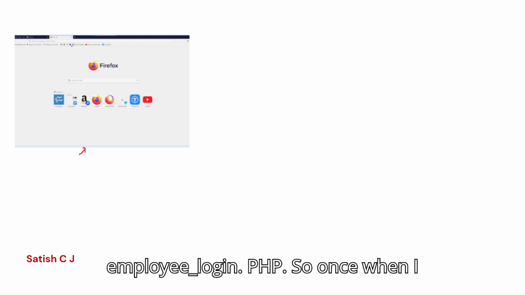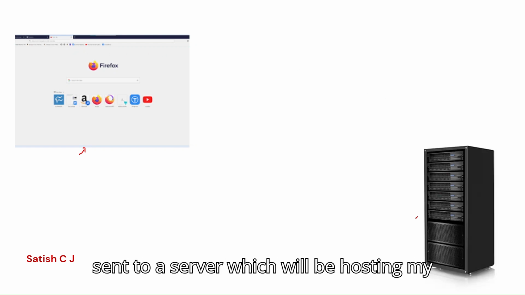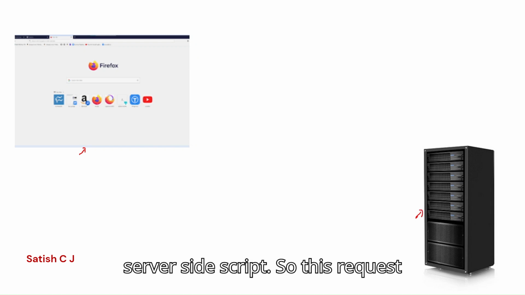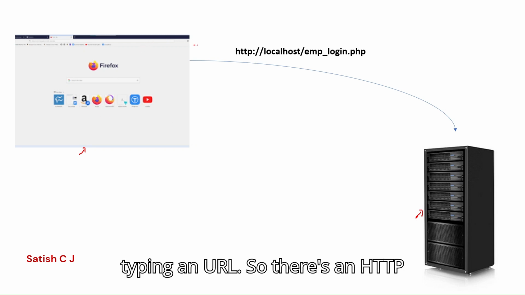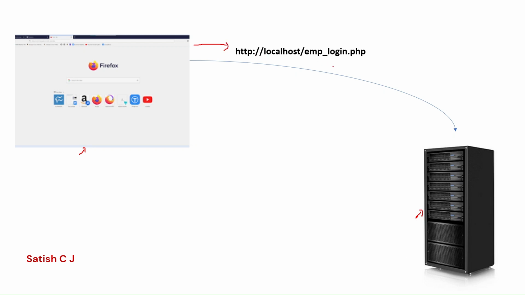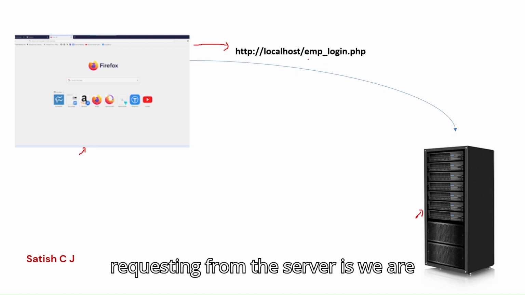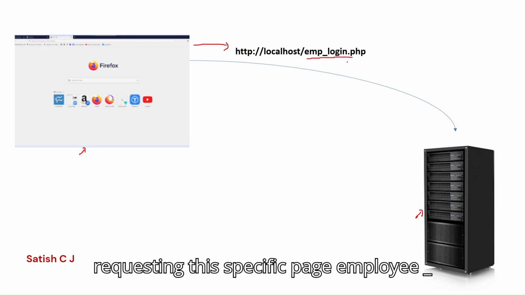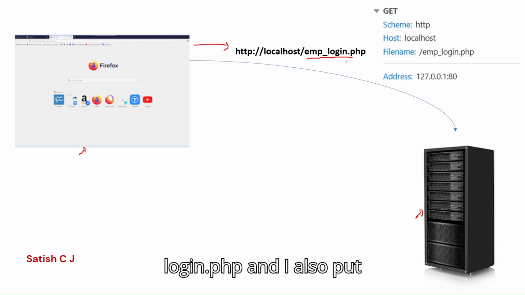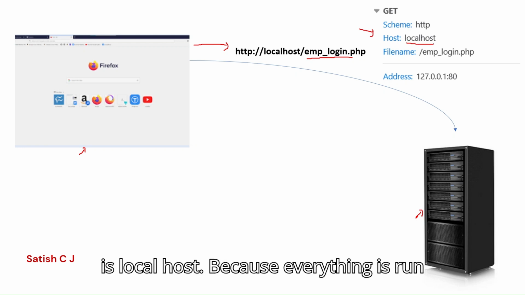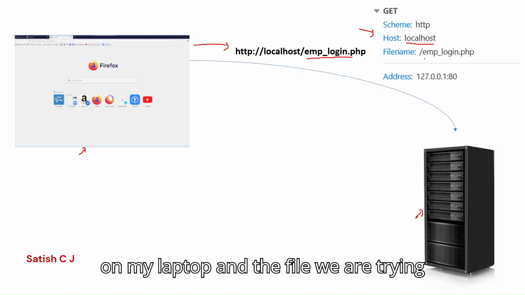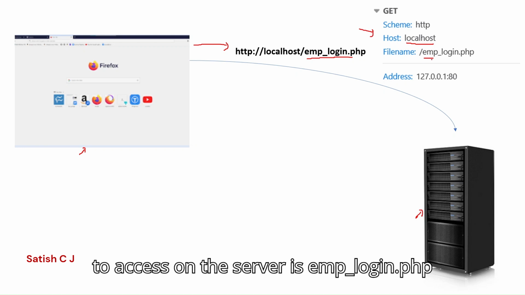I'll be making the request for this URL, employee_login.php. Once I make that request, it is sent to a server which will be hosting my server-side script. So this request is going through as a URL. You're typing a URL, so there's an HTTP request going in the form of a URL to the server. What we are requesting from the server is this specific page, employee_login.php. I also put up the header details here on the GET request we are making to the server. The host is localhost because everything is run on my laptop. And the file we are trying to access on the server is employee_login.php.